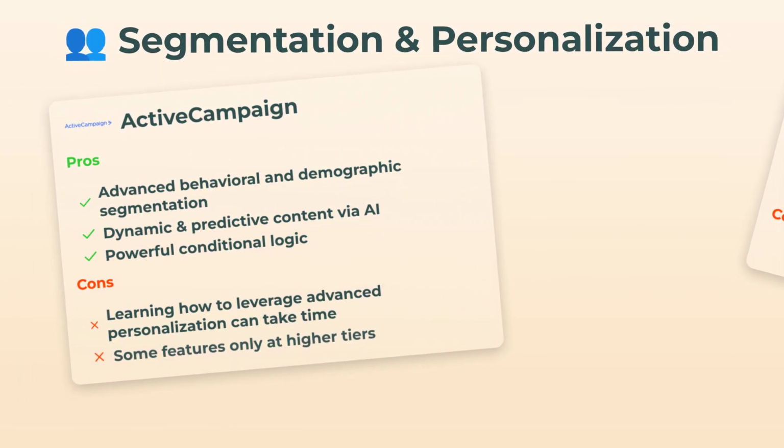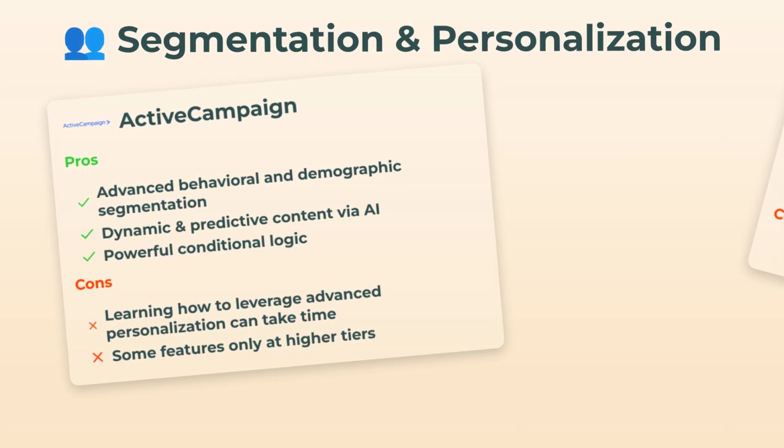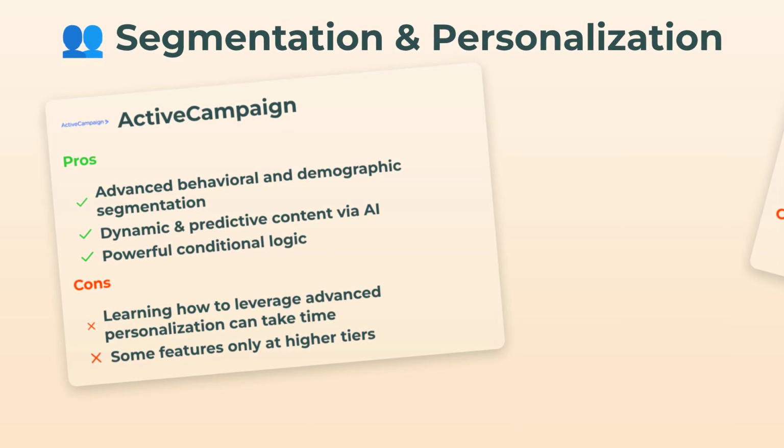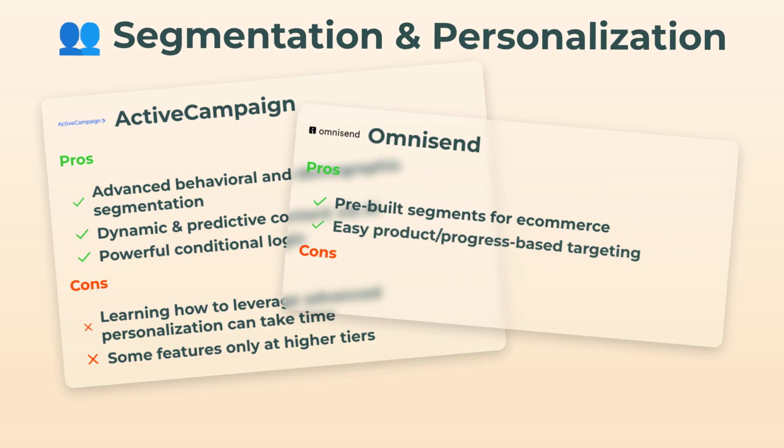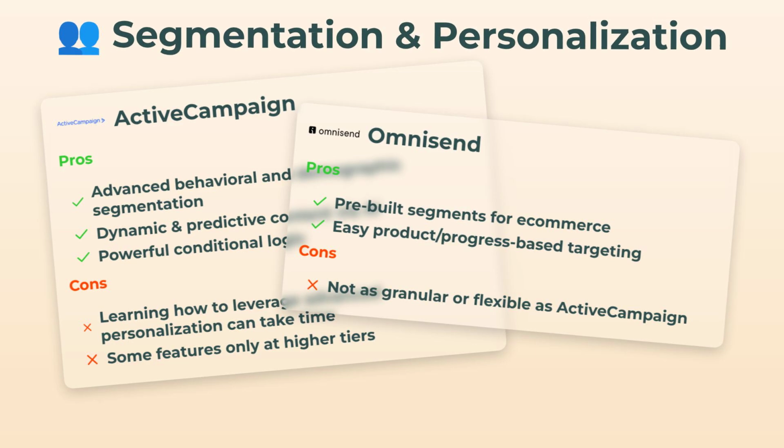This is where ActiveCampaign gets kinda scary powerful. I mean, there's advanced segmentation based on behavior, demographic, AI-driven content, and crazy conditional logic. It's awesome, but yeah, it might take time to master everything. Plus, some personalization stuff is only on the fancy paid tiers.